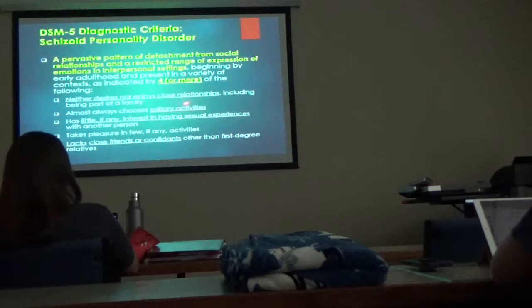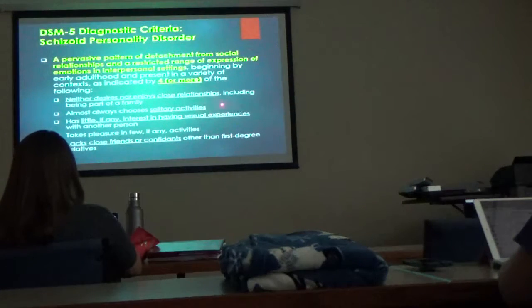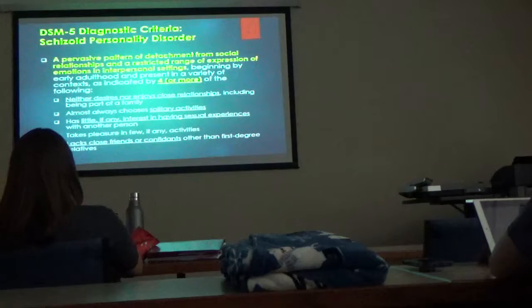Okay, they have to have four or more of the following: neither desires nor enjoys close relationships. Isn't that sad? Including being part of a family. They're just there. Almost always chooses solitary activities. Has little, if any, interest in having sexual experiences with another person. Takes pleasure in few, if any, activities. Lacks close friends or confidants other than first-degree relatives. They tend to be in the family. They're just the odd person in the family, and that's it.